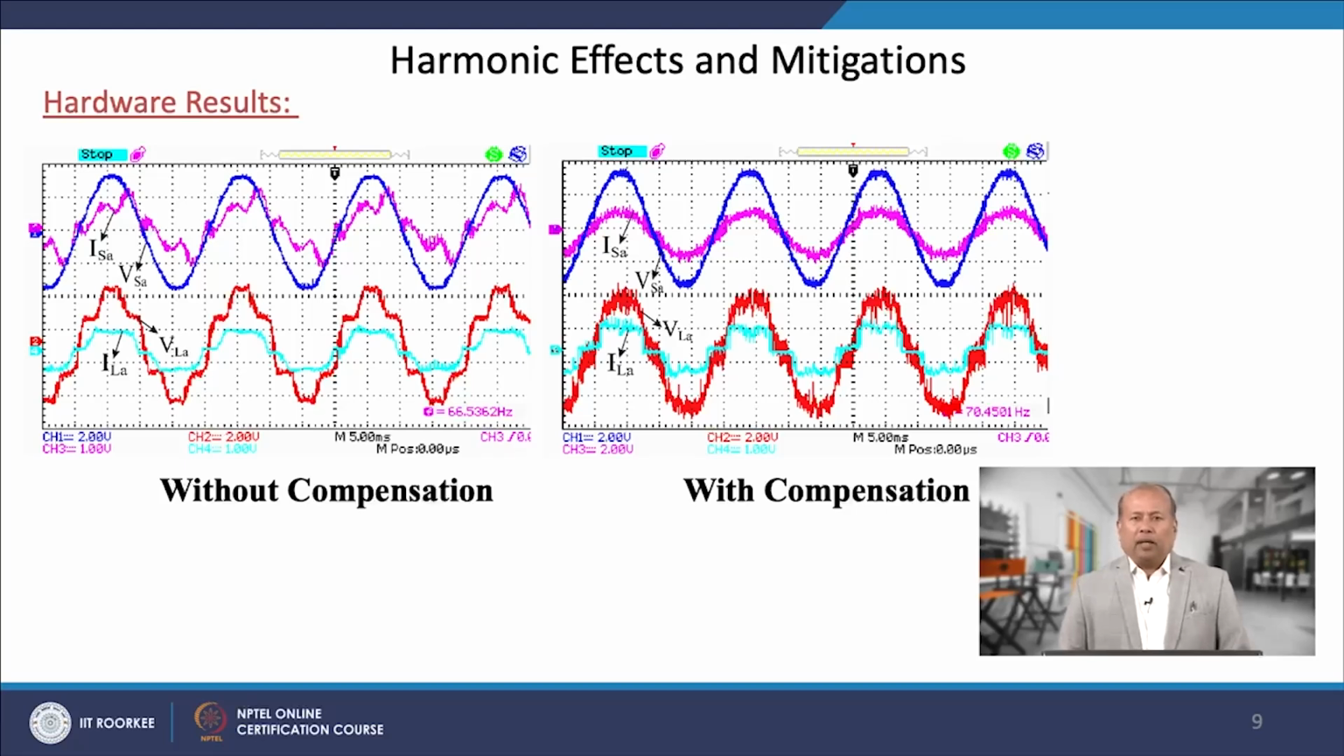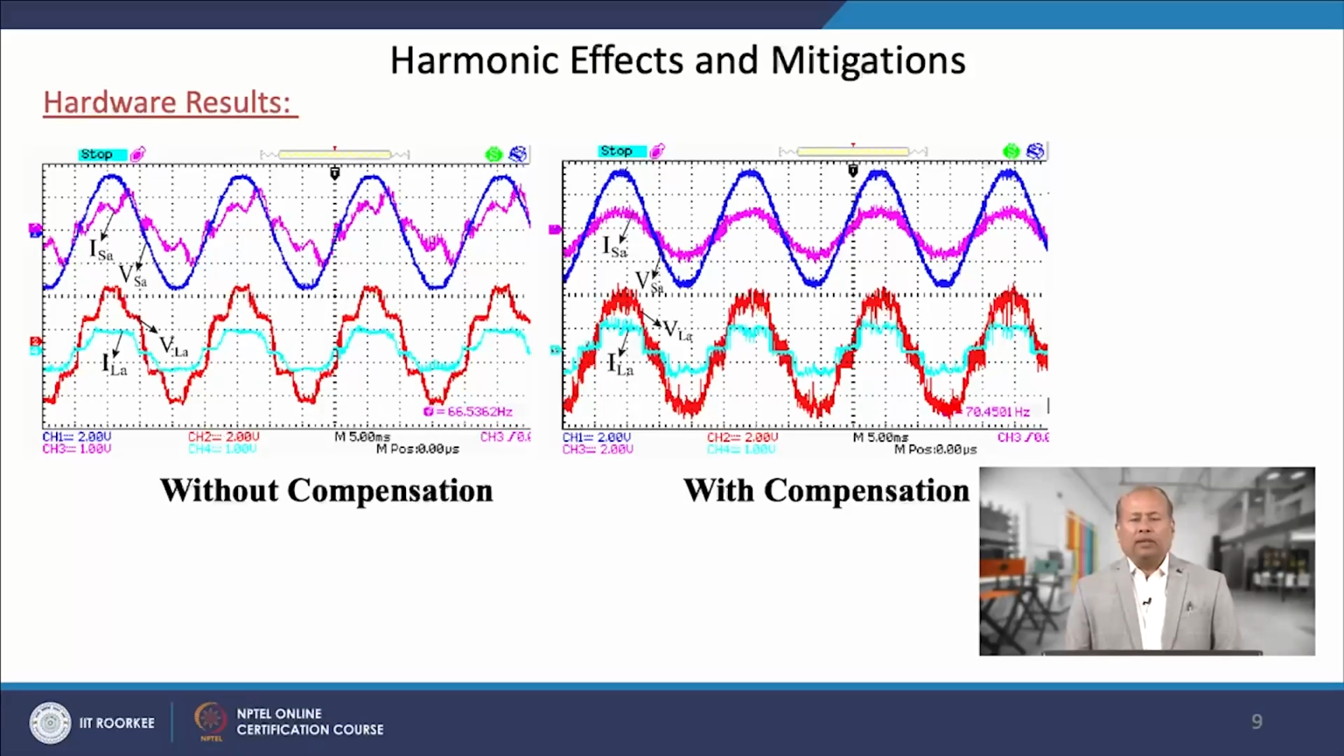From the figure marked as without compensation, it can be observed that the load current contains harmonics due to nonlinear loads, and it is injected back into the supply system. Therefore, the source current is also distorted and contains harmonics.